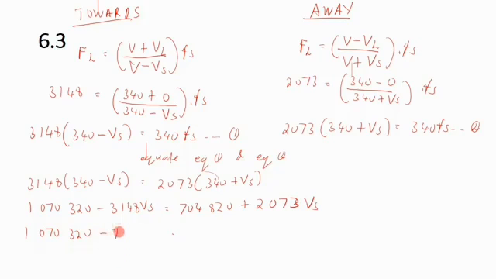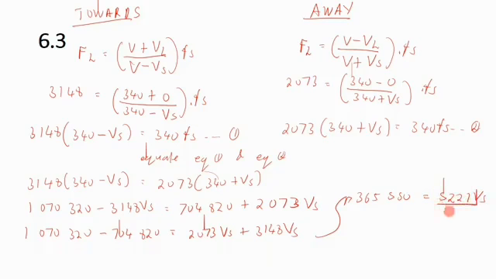So we have 1,070,320 minus 704,820 is equal to 2,073 vs plus 3,148 vs, right? This will give us 365,550 is equal to 5,221 vs. Then divide both sides by 5,221, and the vs will be 70.02 meters per second. Right.